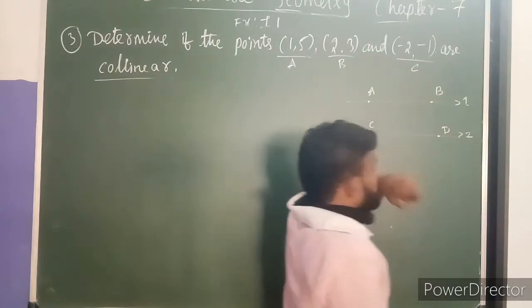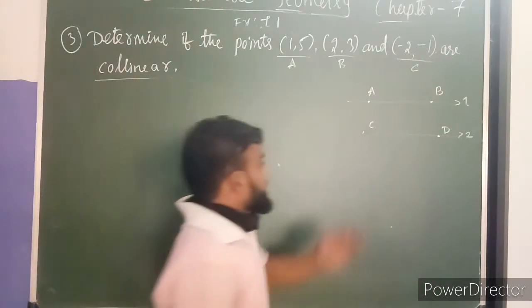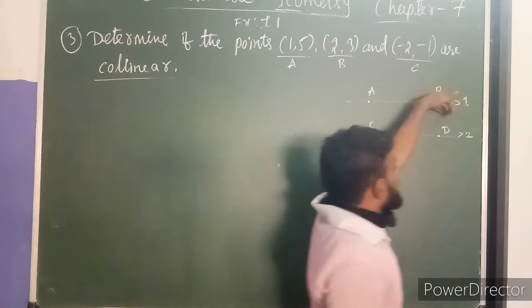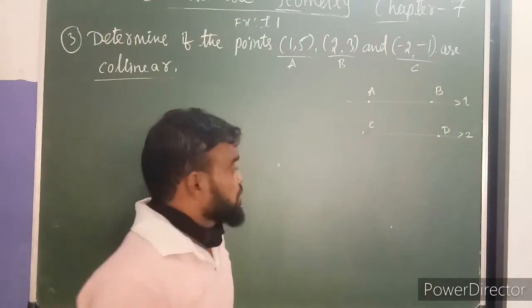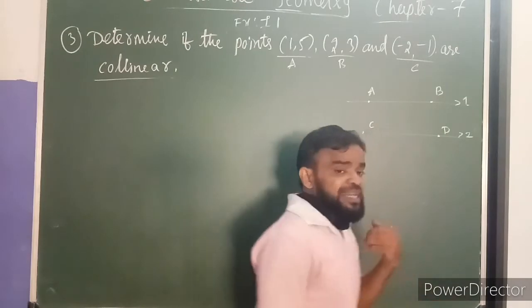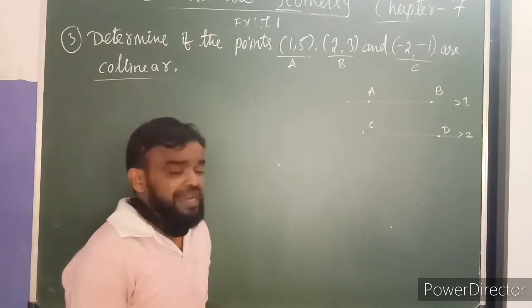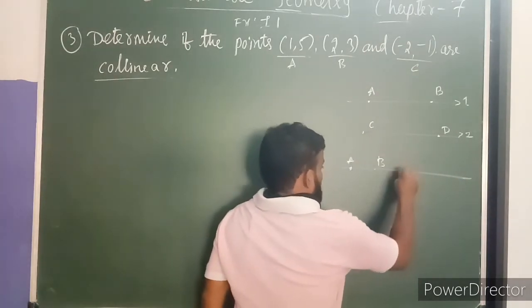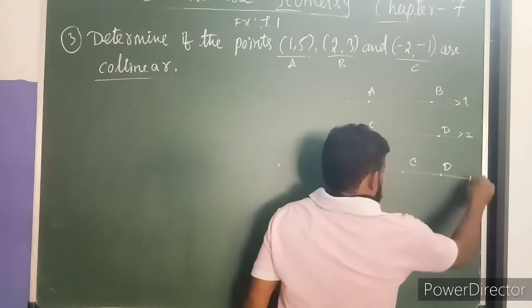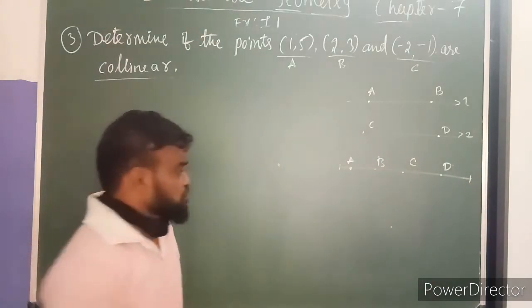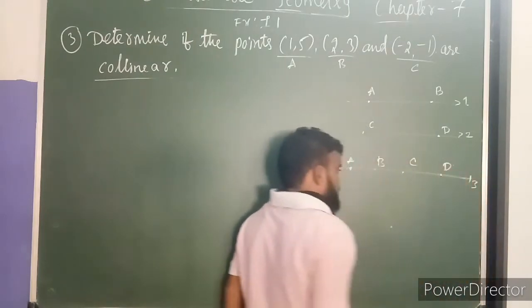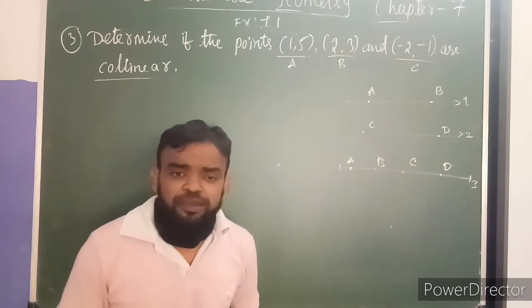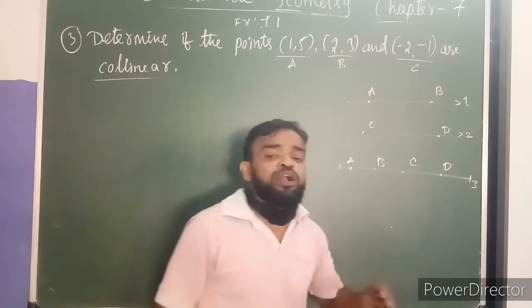the A and B are collinear. But A, B, C, D are not collinear, because A and B are standing only on the one track. And C and D are also collinear because they are standing on one track. But if you see this track 3, A, B, C, D are collinear. Why? Because the 4 of them are standing on one track.